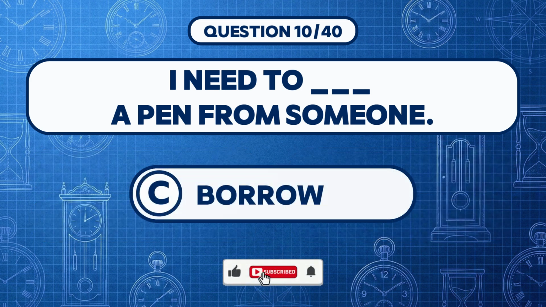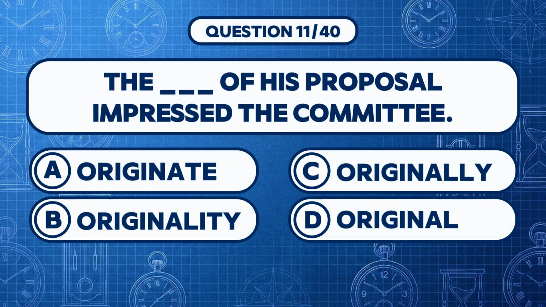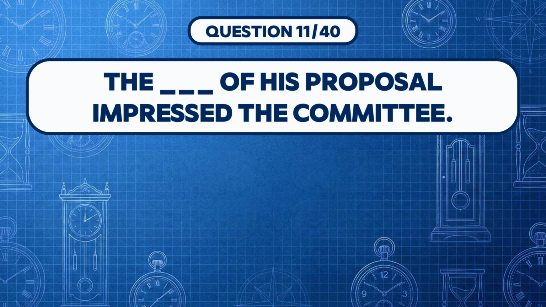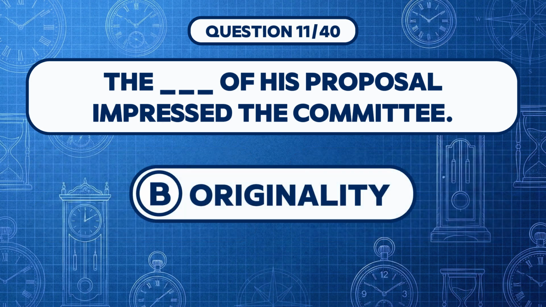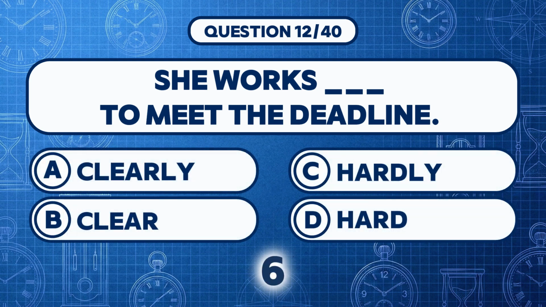Answer C, I need to borrow a pen from someone. Which option correctly fills the gap? Answer B, the originality of his proposal impressed the committee. Fill in the blank with the correct option.